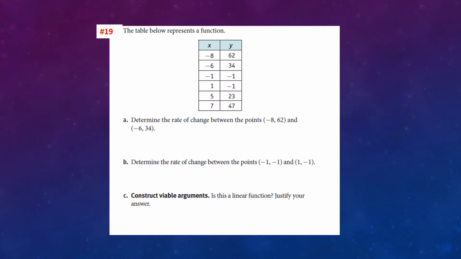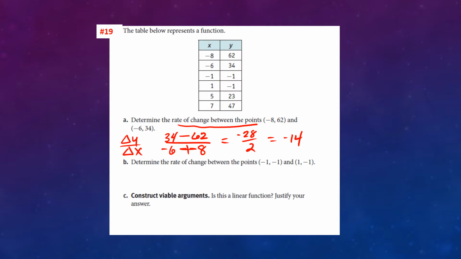All right, so number 3 here says the table below represents a function. Okay, they're telling us that it's a function. Every input only has one output. So we're supposed to determine the rate of change between these points. Remember, that's change in y over change in x. So y goes from 34 minus 62. We have a formula for it: y2 minus y1 over x2 minus x1, which will be adding, because we're minusing a negative. So that's going to give us negative 28 over 2, which is negative 14.